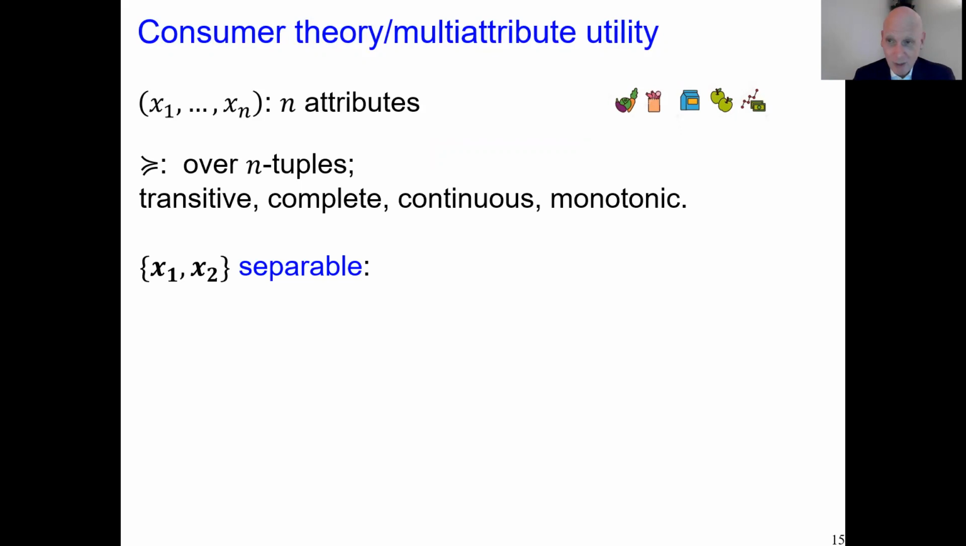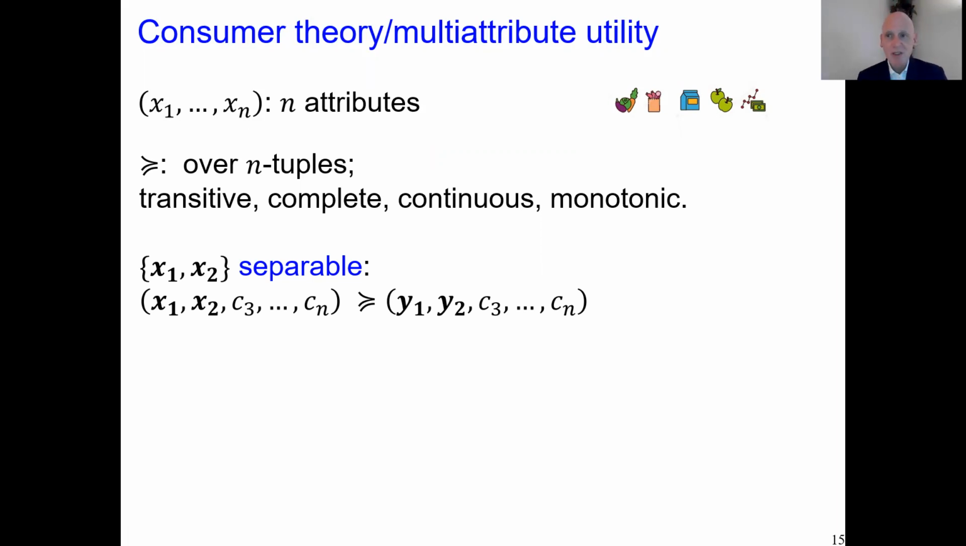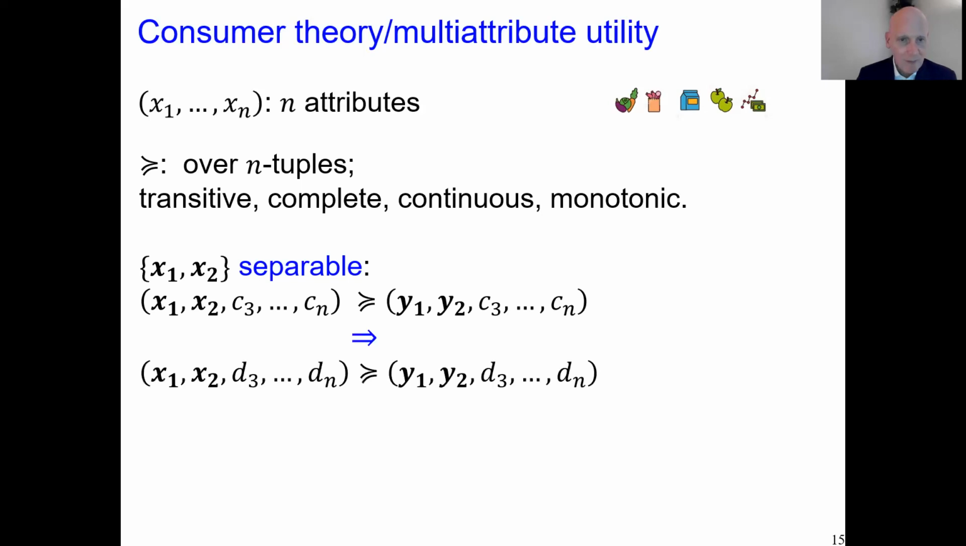I'm going to define now what it means that the first two attributes are separable. Well, assume that we have a preference of this kind. You have two n-tuples, but on the attributes 3 up to n they are the same. Both of them have c_3 to c_n standing there, so only in the first two attributes they differ. Now separability says that the preference here is independent of the level where you keep the attributes 3 up to n fixed. So if we replace c_3 to c_n on the left and the right by d_3 to d_n, preference is not impacted by that. So this implies we have the same preference if we have d's instead of c's.